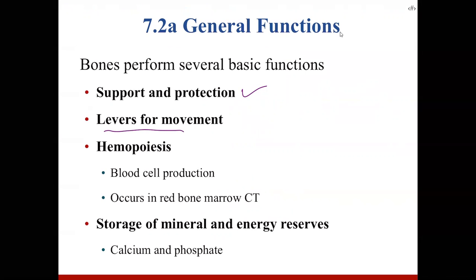Okay, so hemopoiesis is blood cell production. Blood cell production is really important. That's how we stay alive. It's how we transport our oxygen and our waste. So we have to have blood cells. Blood cell production occurs in the red bone marrow.